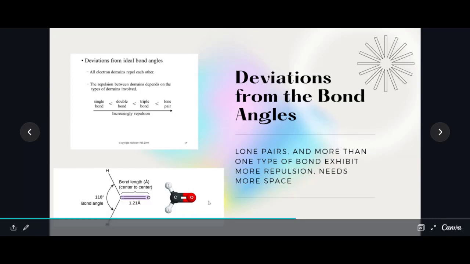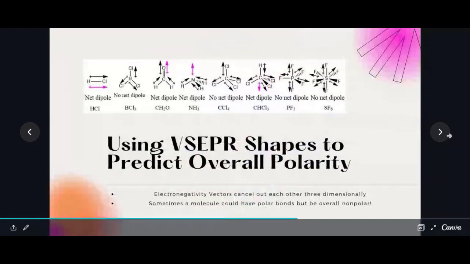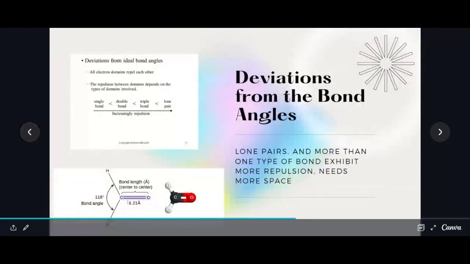areas of electron density, if we look back to the chart, that corresponds with 3 bonding groups and 0 lone pairs, which is trigonal planar. So in a trigonal planar group, you expect every angle to be 120 degrees. However, if you look at this bond angle right here, the 118, it's less than that.